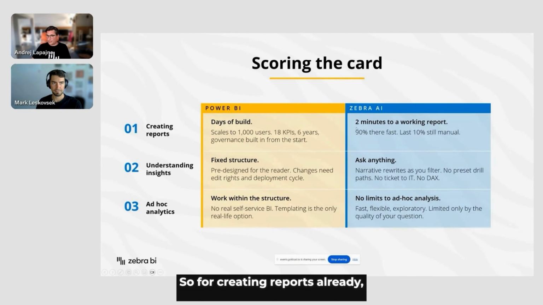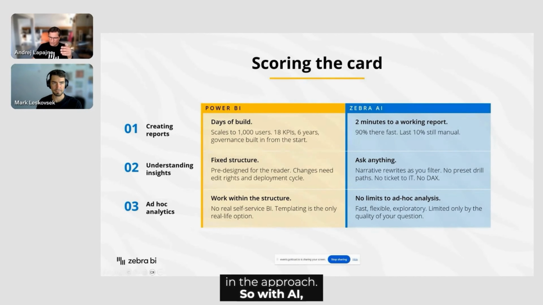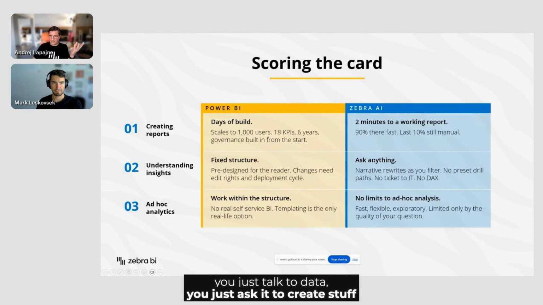The understanding insights, yeah, here's already a huge difference in the approach. With AI, you just talk to data, you just ask it to create stuff for you, calculate measures and so on. Whereas with the traditional BI approach, like in Power BI, you are limited with a fixed structure. You need to prepare everything. You need to add all the things in as a designer, and then of course you need to publish it and so on. And here on the right side with AI, end users are doing this themselves as business users.